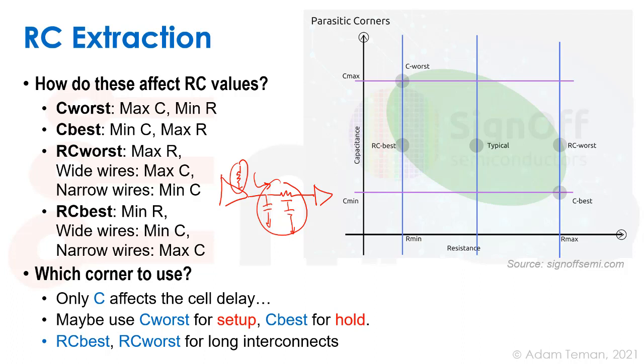But when we have long wires where the wire delay is significant, then actually we should take an RC best or an RC worst type of extraction. So there's no right answer here. There's methodology. Maybe you should try it with a few different extraction options if you can spare the computation time.